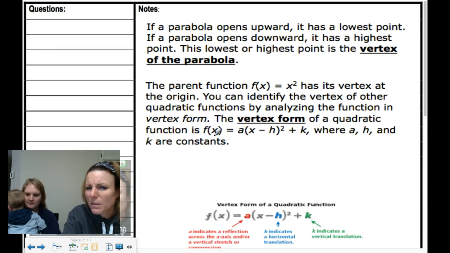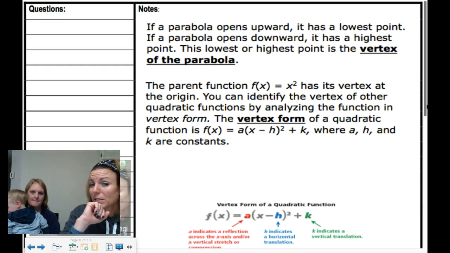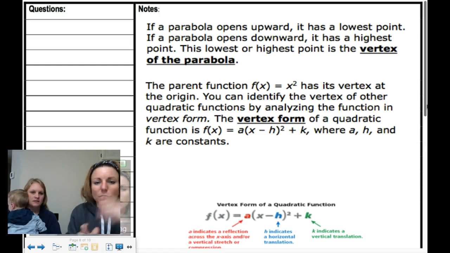So right here, let's talk about this a minute because this is important. If a parabola opens upward, it has a lowest point. And if a parabola opens downward, it obviously then has a highest point. The lowest or highest point occurs at the vertex, which makes sense of the parabola.